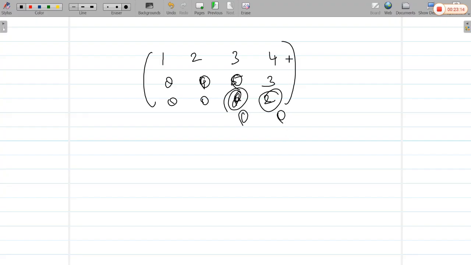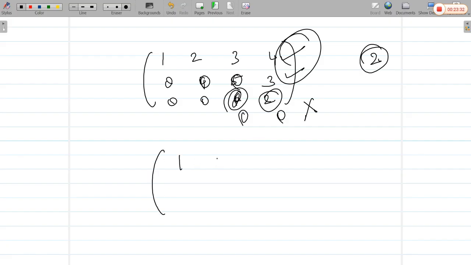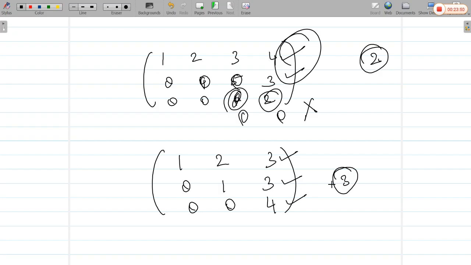Now what is the rank? Rank of this matrix: is the first row everything 0? No. Is the second row everything 0? No. Third row everything 0? How many non-zero rows do you have? 2. This is the rank. Do you understand the meaning of rank now? I'll give you another example: 1, 2, 3, 0, 1, 3, 0, 0, 4. What is the rank of this matrix? Is it all 0? No. Is it all 0? No. Is it all 0? No. So the rank will be the number of non-zero rows. That is called the rank. Is it clear? Now we will move back to our problem.